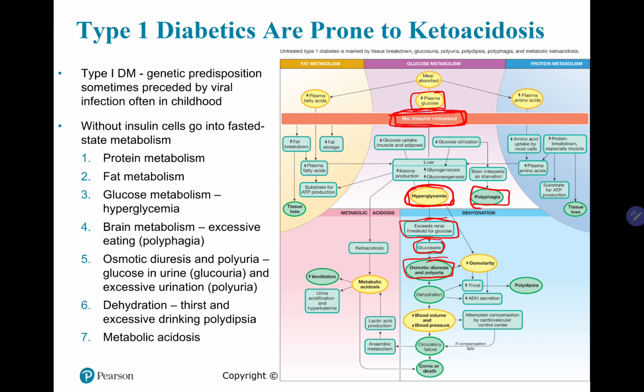If you're peeing out so much, that's going to lead to dehydration. With dehydration, your hypothalamus is going to say, let's stimulate thirst, and that's going to lead to polydipsia, which is constantly drinking. You can think of polydipsia as constantly dipping your cup in water.